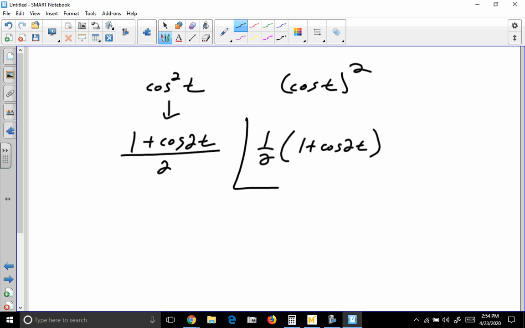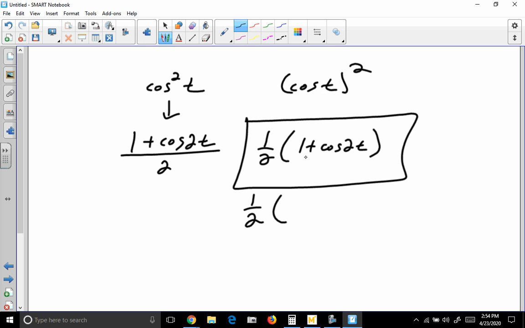So we just need to transform this. So to transform that, the 1/2 is a coefficient. It stays out front. The transform of 1 is 1 over s. The transform of cosine 2t is s over s squared plus 2 squared. So that's our transformation there.